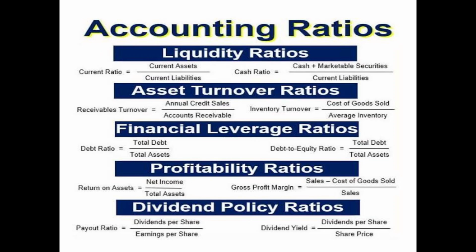Under asset turnover ratio, there are receivables turnover ratio and inventory turnover ratio. To calculate receivables turnover ratio, we use the formula annual credit sales divided by accounts receivable. To calculate inventory turnover, cost of goods sold divided by average inventory.